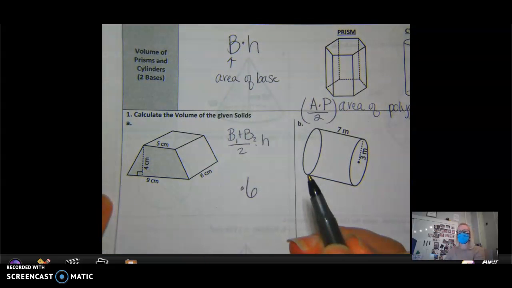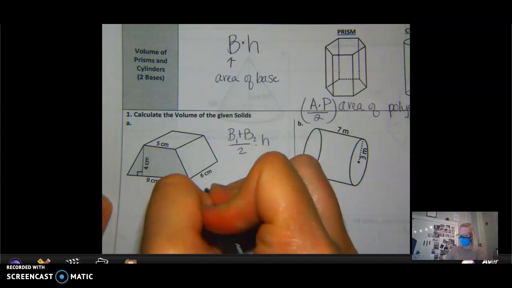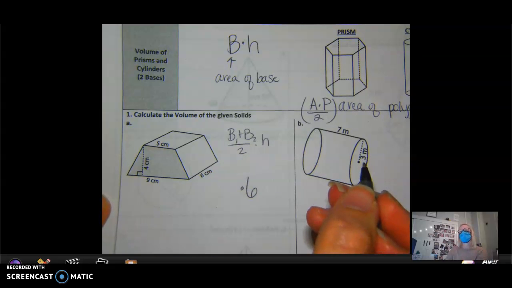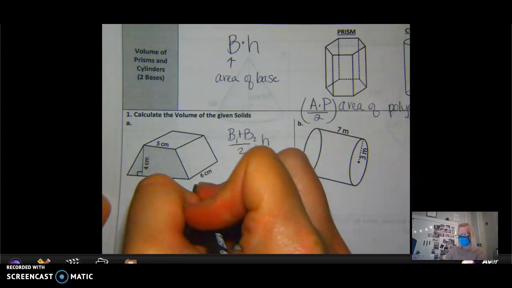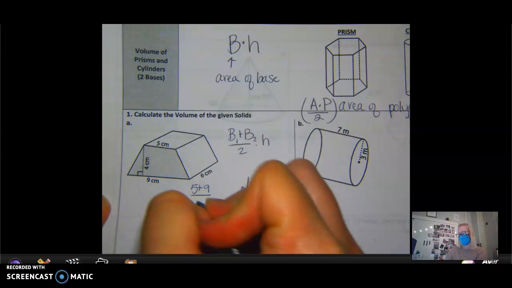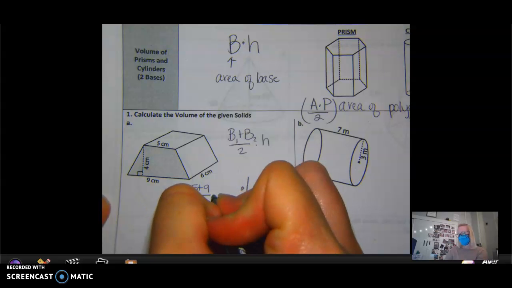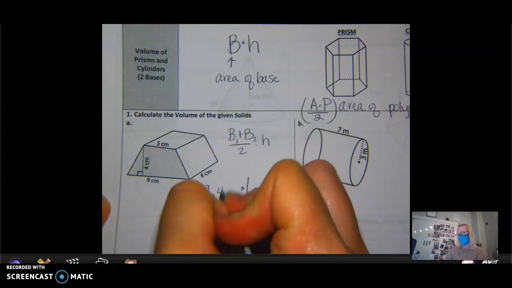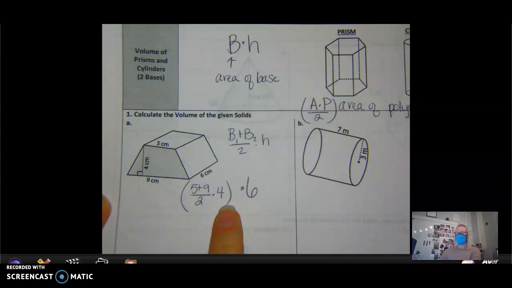So what's my base 1 here? It doesn't really matter. We're talking about the trapezoid, though. 5. We'll go with 5. 5 plus 9 divided by 2 times 4. So do that whole thing. And then that would find the area of the base, and then multiply it by its height, which is 6.